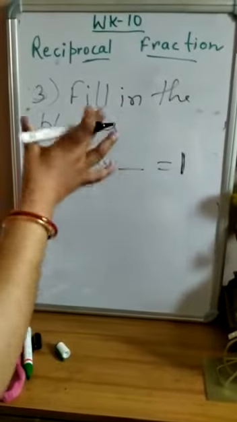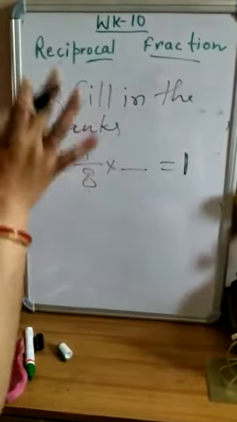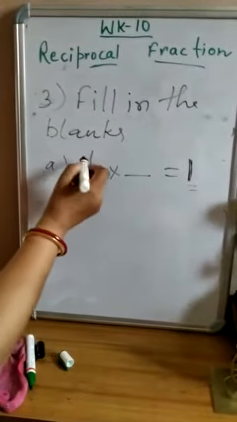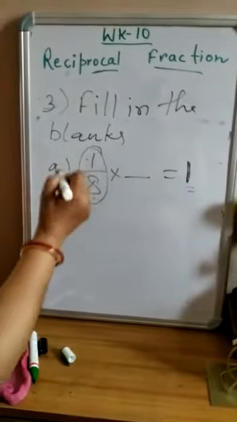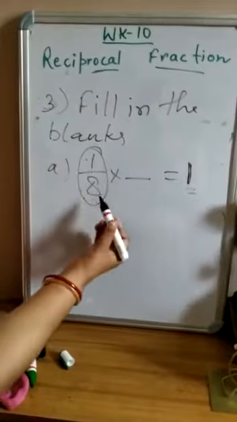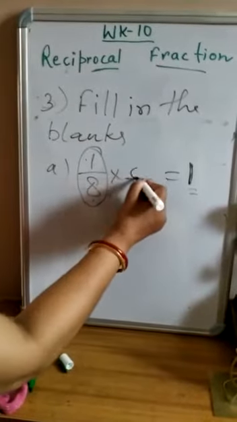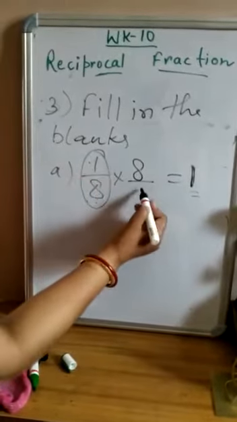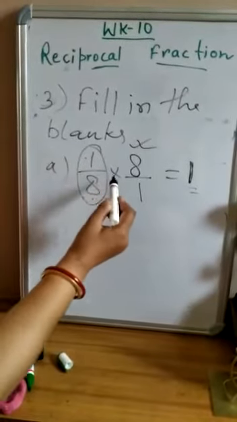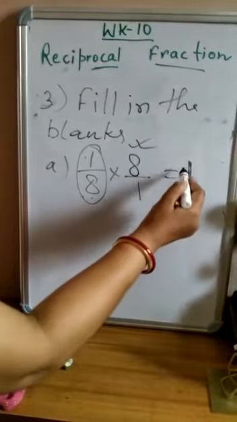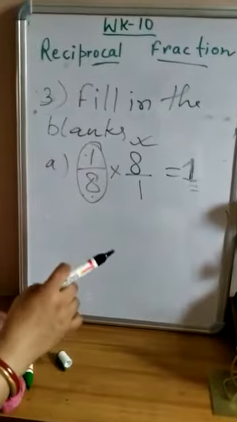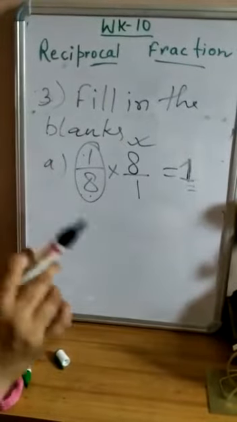So here we say reciprocals. When reciprocals are multiplied, they give 1 as the product. So here what is the reciprocal of 1 by 8, children? Just reverse it. Interchange the position of denominator and numerator. Here the denominator 8 becomes the numerator. Here the numerator 1 becomes the denominator. So this is the correct answer. 1 by 8 will be multiplied by 8 by 1, then the product will be equal to 1. So when you multiply the reciprocals, the product is 1. Always keep it in mind.